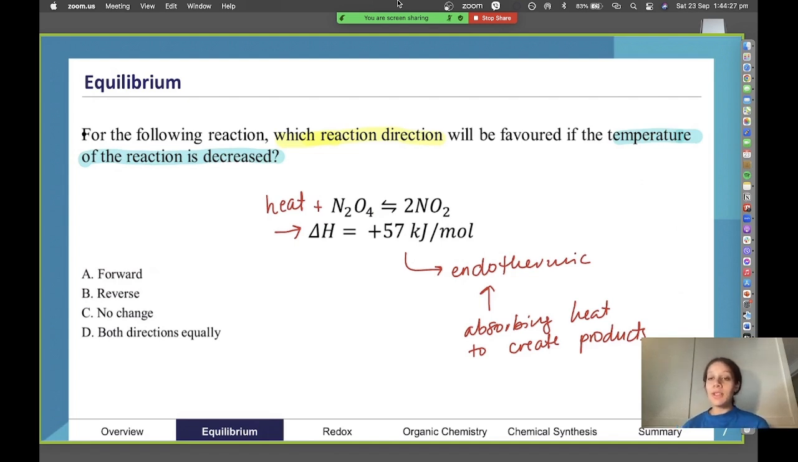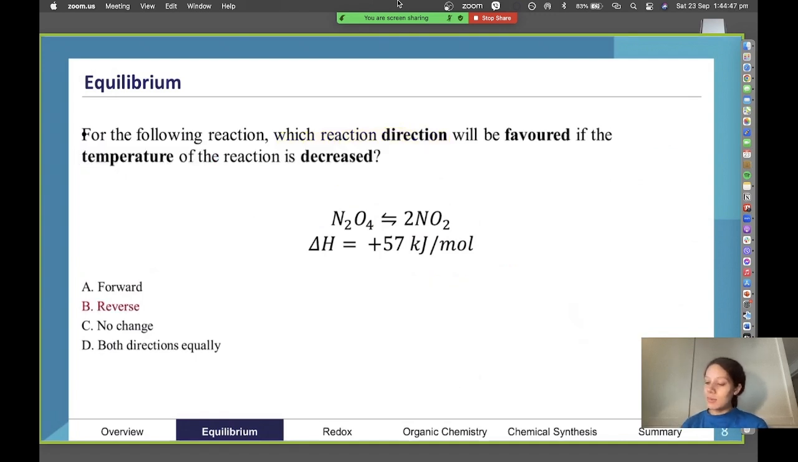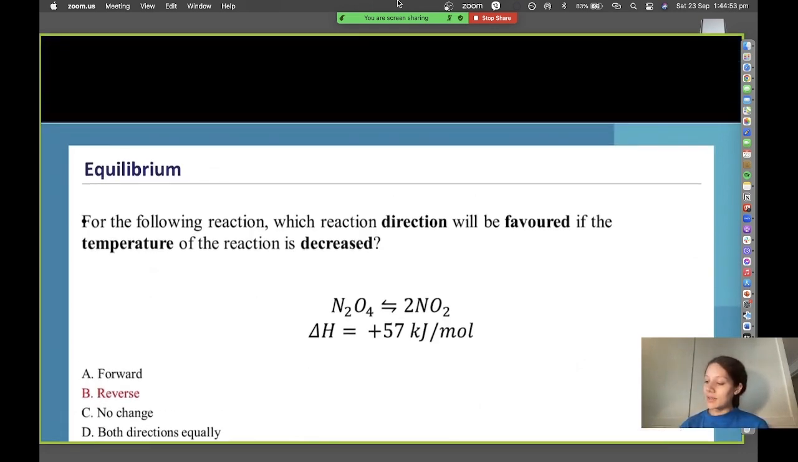So if we've decreased the temperature of the reaction, Le Chatelier's principle means that the reaction is going to try and increase it to get back close to equilibrium. So that means it's going to be favoring the reaction that has heat as a product, so shifting that way. In that way, we can say we're going to be favoring the reverse reaction. All right, I'll have a look at the next one.